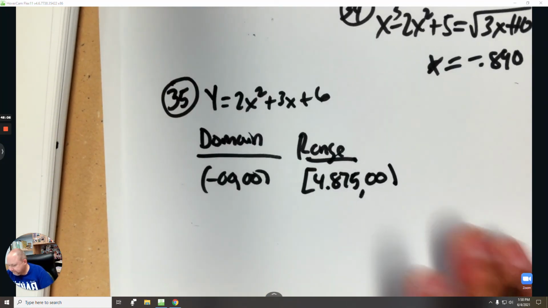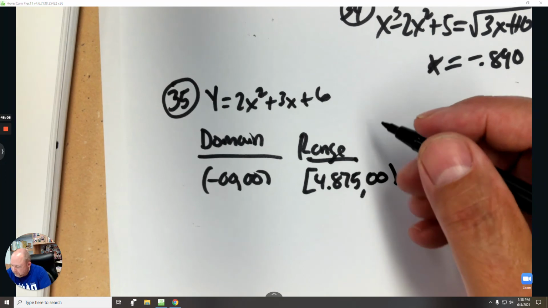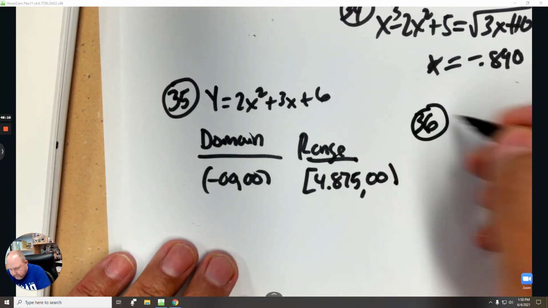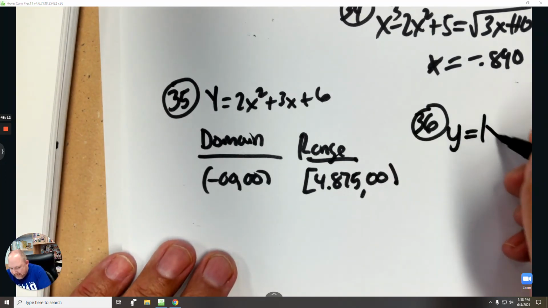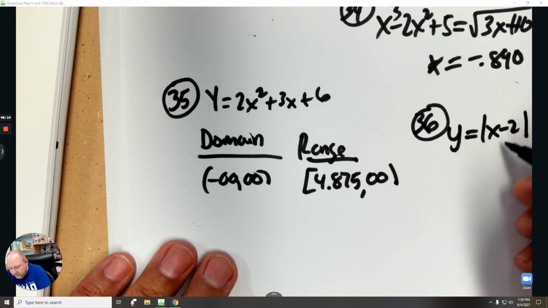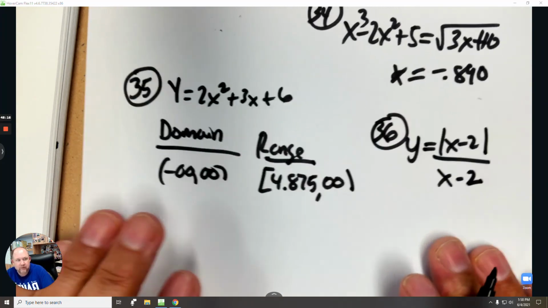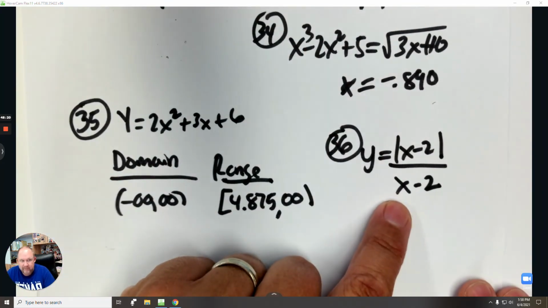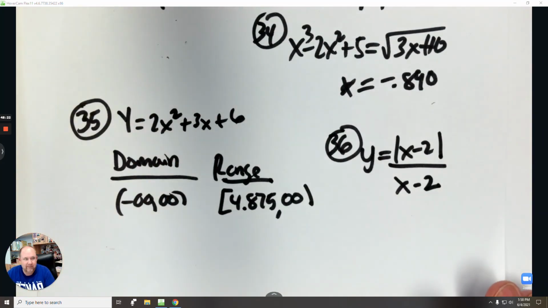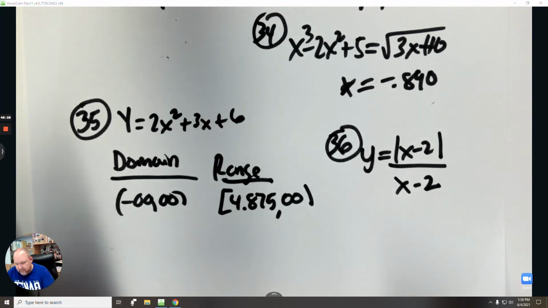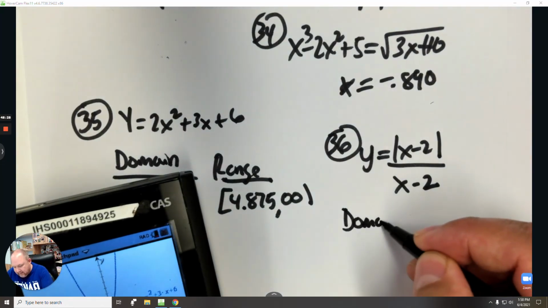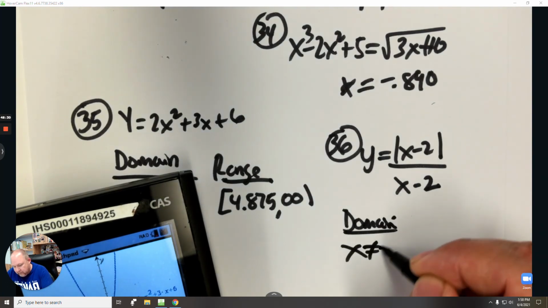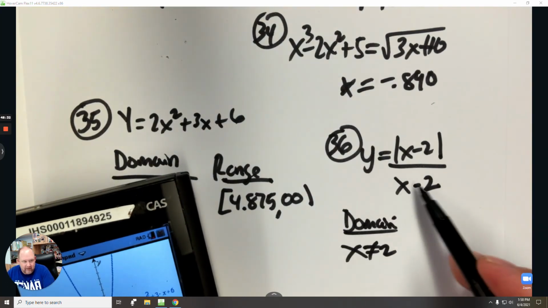For question number 36, it's y equals the absolute value of x minus 2 divided by x minus 2. Real tricky. Is there an x value you cannot plug in here? And the answer is you can't plug in positive 2, I don't believe. That gives you a bad answer. So for the domain here, the only x value you can't use is 2 because that makes it undefined.